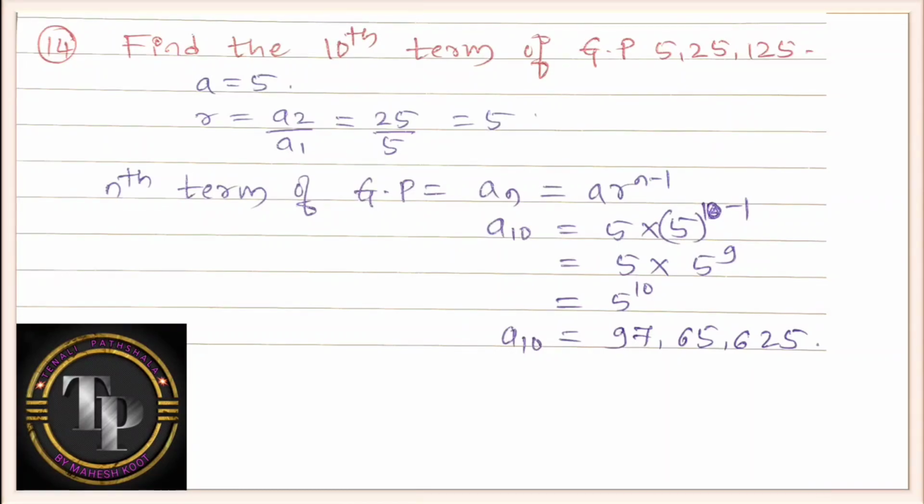Put the value in the nth term of GP formula. An is equal to A R raised to n minus 1. A value is 5, R value is also 5, n value is 10 because we want the 10th term, 10 minus 1. 5 raised to 9, so 5 raised to 9 into 5 is 5 raised to 10, and your answer is 97,65,625. So this is the correct answer for your question. This question is also repeated several times for annual examination, so very important from the midterm point of view. Definitely they will ask, guys, for the midterm exam.